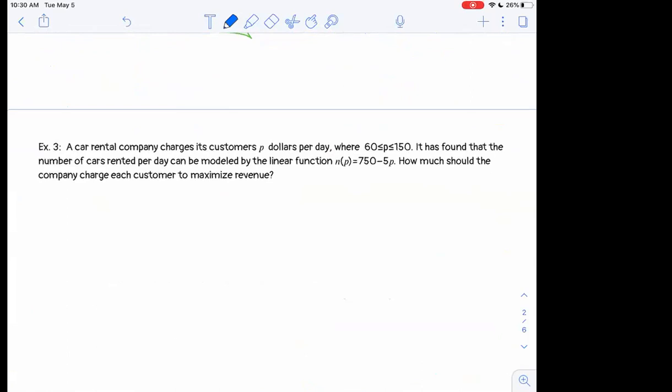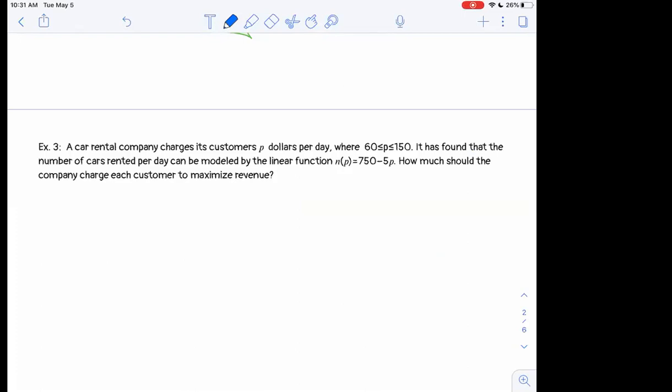But they actually have a lot of applications to biology and to business. That's why, if you're thinking about being a business major, they often require you to take a different calculus, which is more focused on an example like number 3. So let's take a look at example number 3. It says owners of a car rental company have determined that they charge their customers P dollars per day. That means they would charge anywhere between $60 and $150.